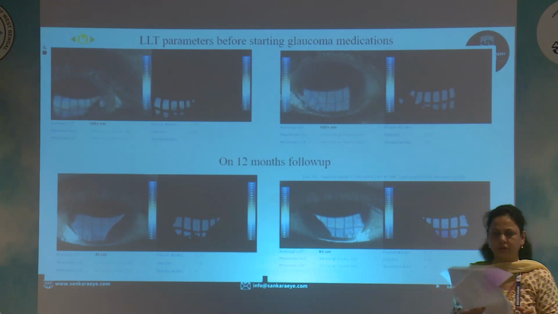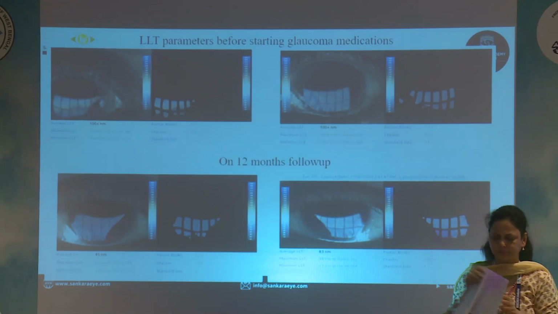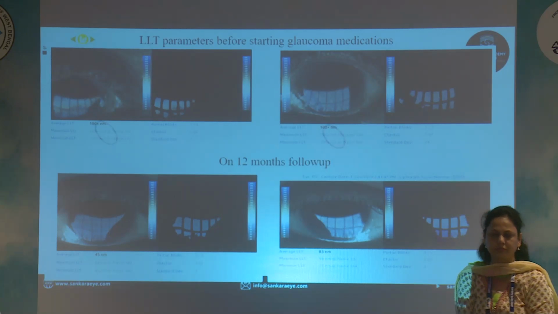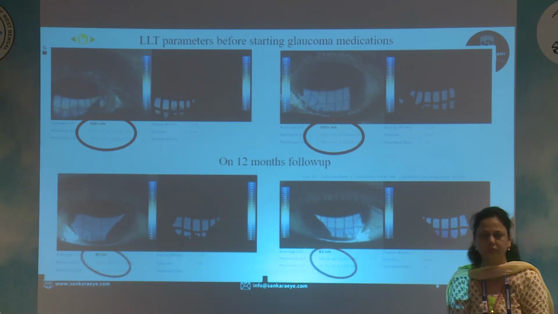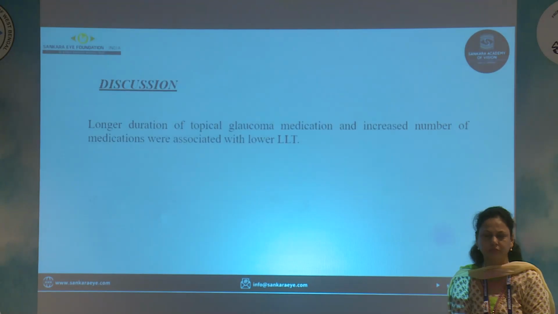These are the pictures of the right eye and left eye showing lipid layer thickness parameters before the start of anti-glaucoma medications and after 12 months follow-up. The average, maximum, and minimum were normal before the treatment, and on 12 months follow-up, all the lipid layer thickness parameters were significantly reduced. Discussion.